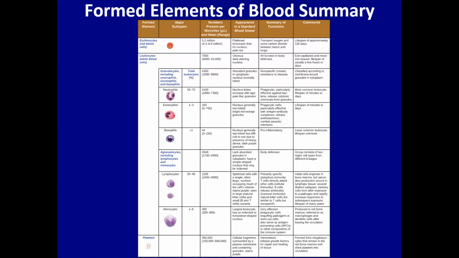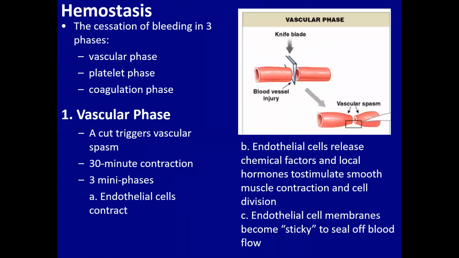Right, here's a great table that is a summary of the formed elements of blood. You have the relative sizes, the relative amounts, and what they do. So what happens when you do start bleeding, right? Well, hopefully you will stop bleeding, and the process of stopping bleeding is called hemostasis. Right? So stasis means to pause or stop. So there are 3 phases for hemostasis: the vascular, the platelet, and the coagulation phase.